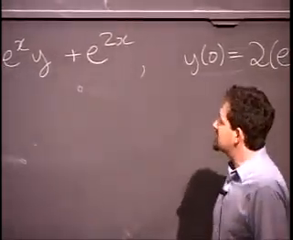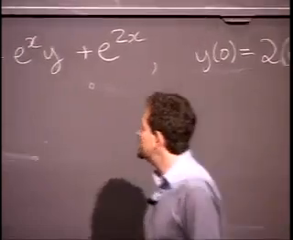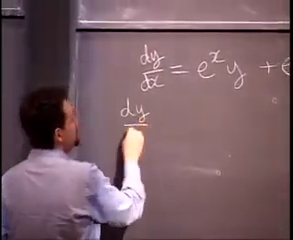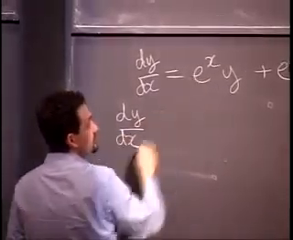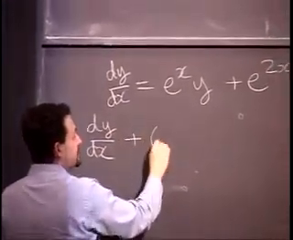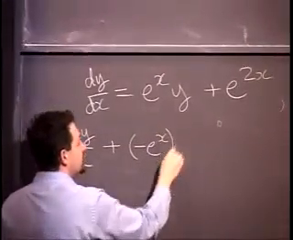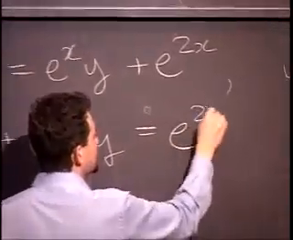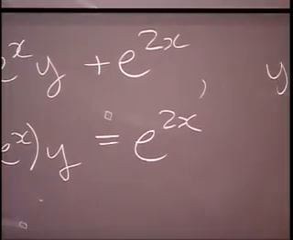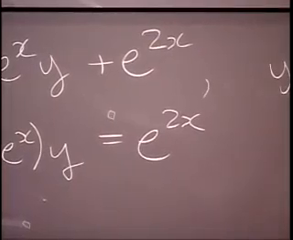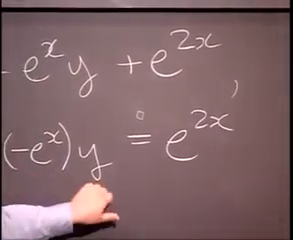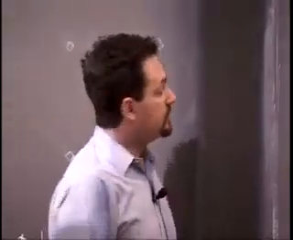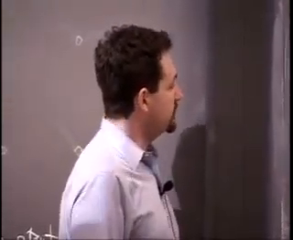On the other hand, it's not quite in the form we want. We need dy dx plus something times y. So we'll just bring this over to the other side as minus e to the x times y. And that equals e to the 2x. So now that's in the standard form where you have dy dx plus x stuff times y, and the x stuff by itself is on the other side. All right, so I now recognize this as first-order linear.